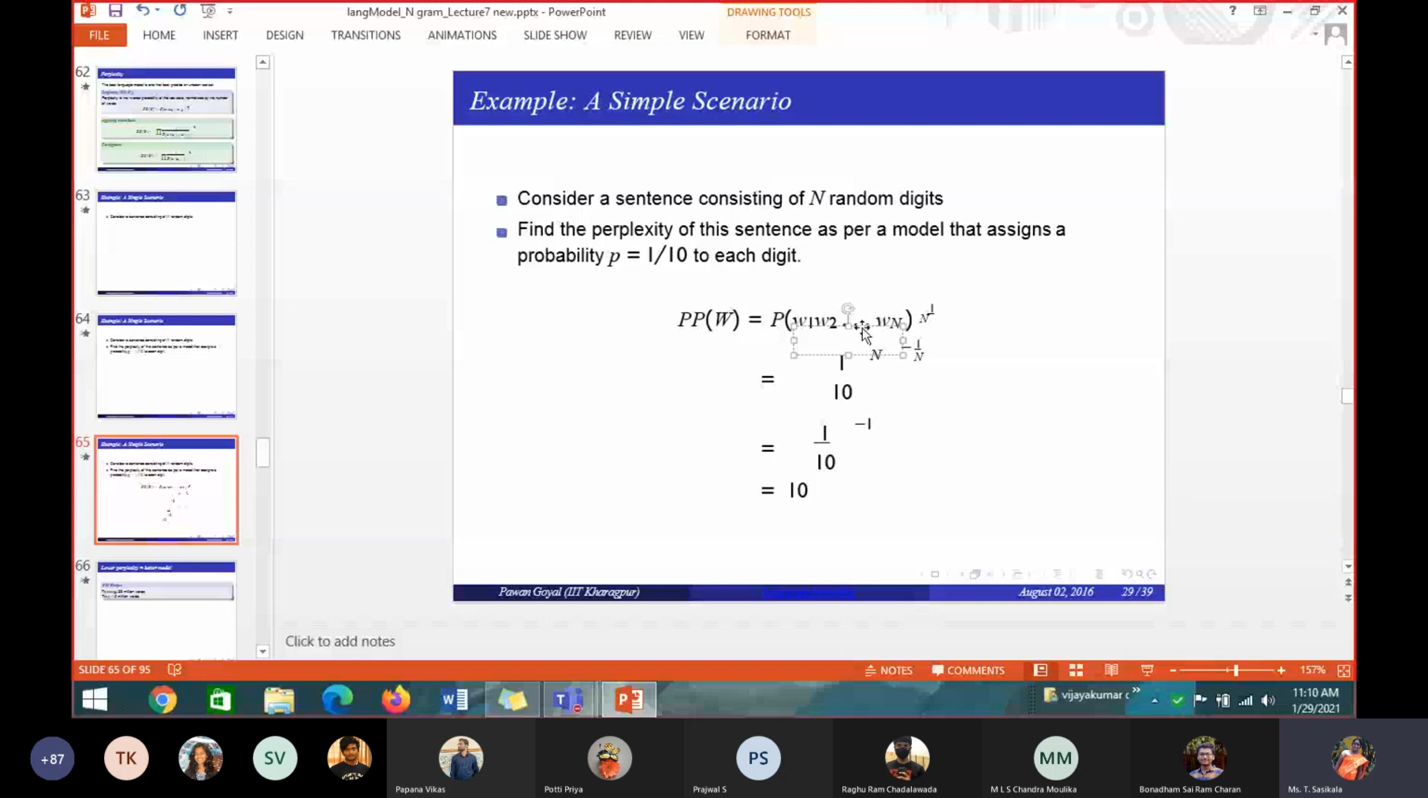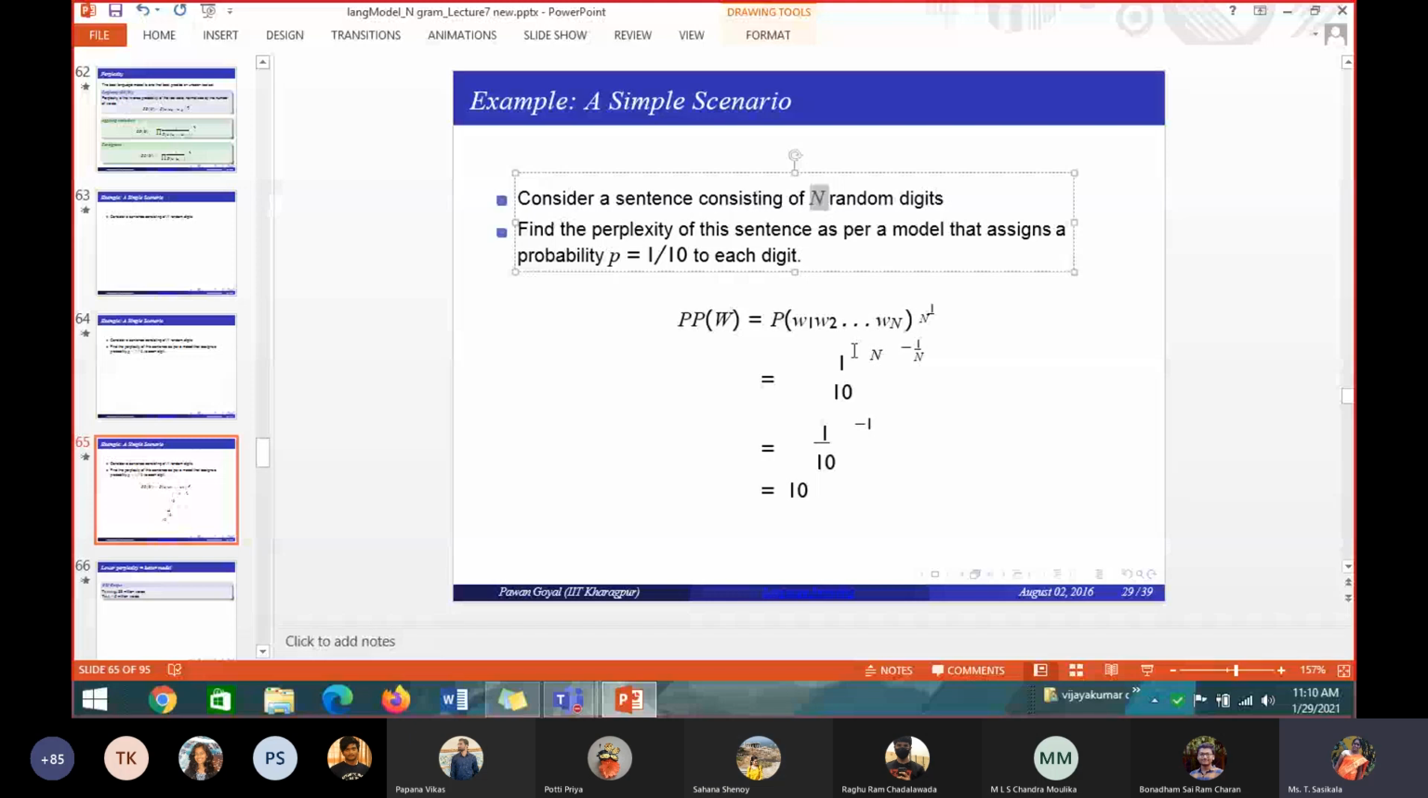How many words do I have totally? How many digits do I have in my sentence? Consider a sentence having, read that. How many digits totally do I have in my sentence? N digits. So 1 divided by 10 whole power n.